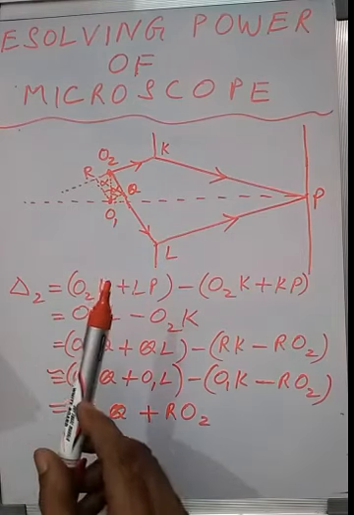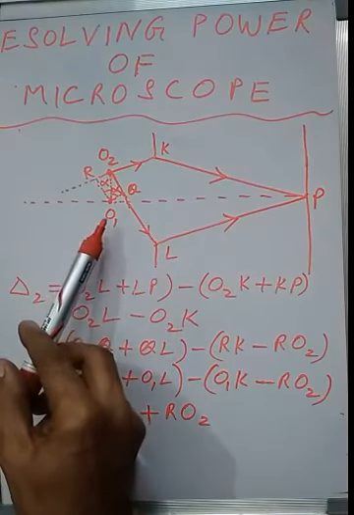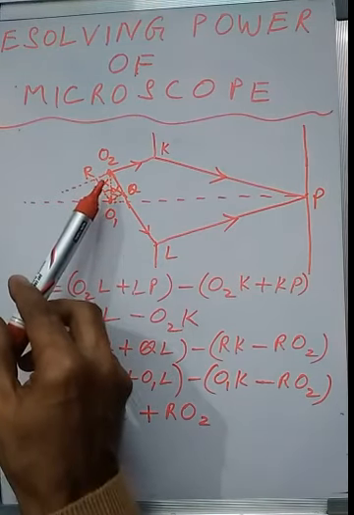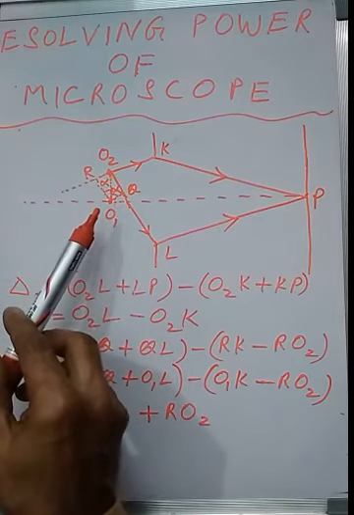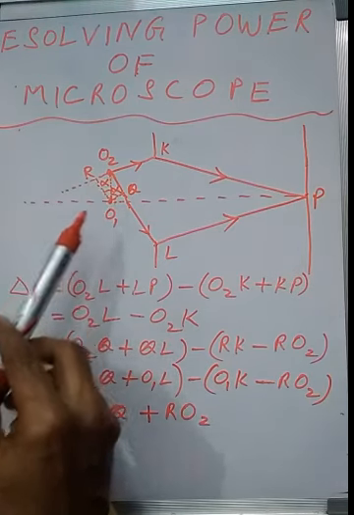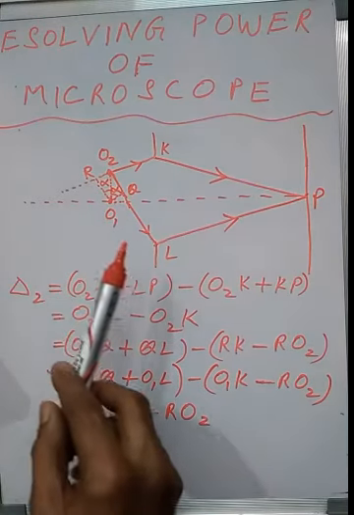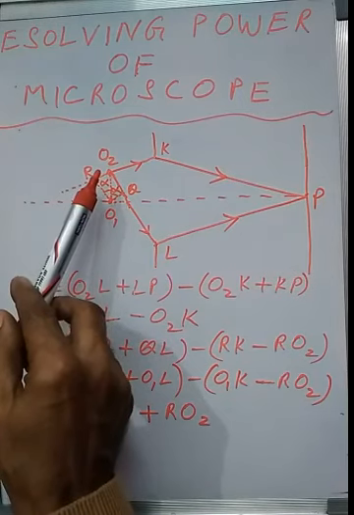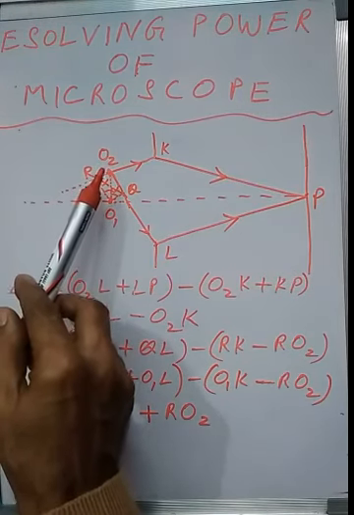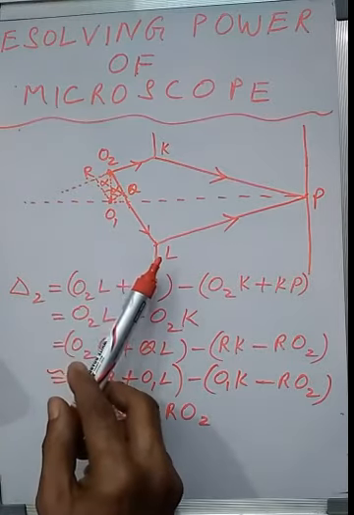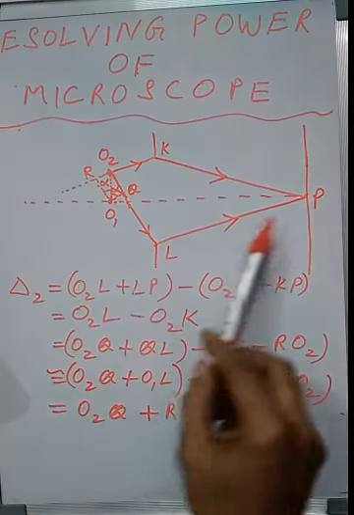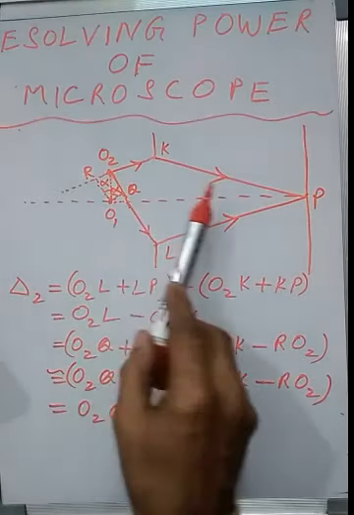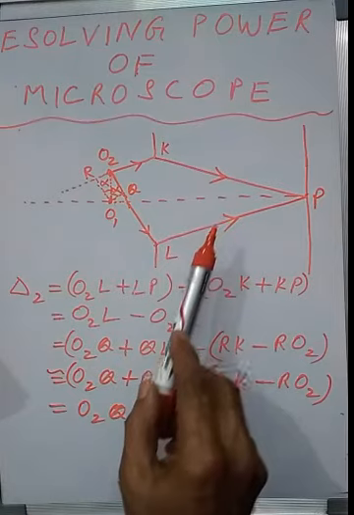Now suppose the object O2 is lying above this point O1 at a very small distance. Suppose it is d. Distance between O1 and O2 is d, very small distance. Now we have to calculate path difference between rays of light coming from second object O2. One ray of light will be O2 to L, extreme rays, then L to P. Second will be O2 to K, then K to P. So length of path of both the rays is different.